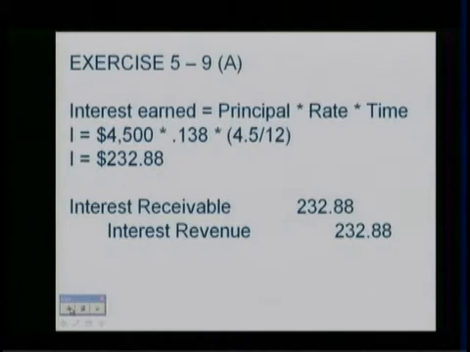$232.88. So the journal entry would be to show that they owe you $232.88. So you're going to debit an asset, which is interest receivable. They owe you that. And you've earned that money, so that's revenue. And to increase a revenue, you credit the revenue account, interest revenue.